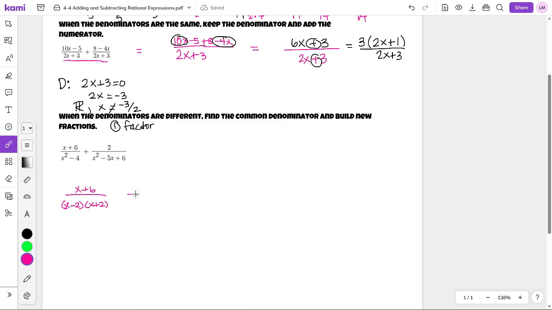And in the bottom of the second fraction, I want numbers that multiply to be 6 and add to be negative 5, which is x minus 2, x minus 3 over 2.